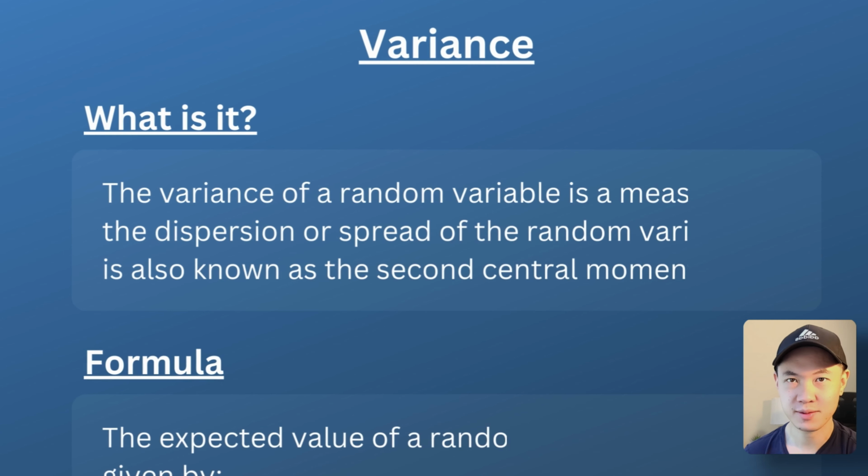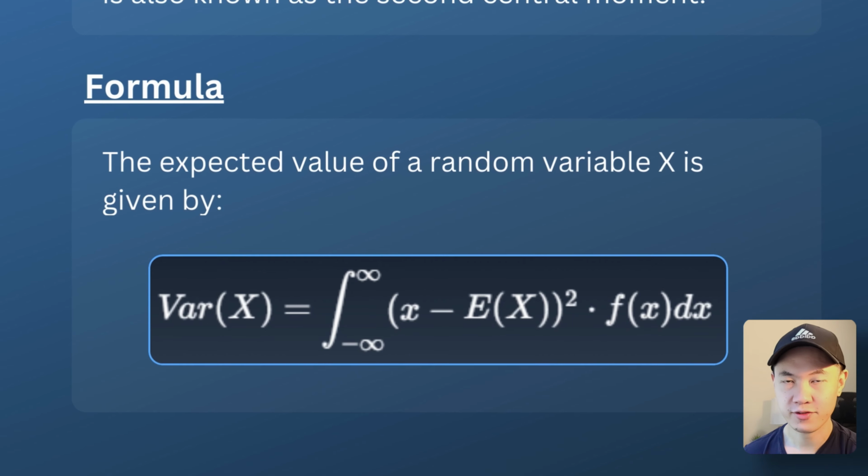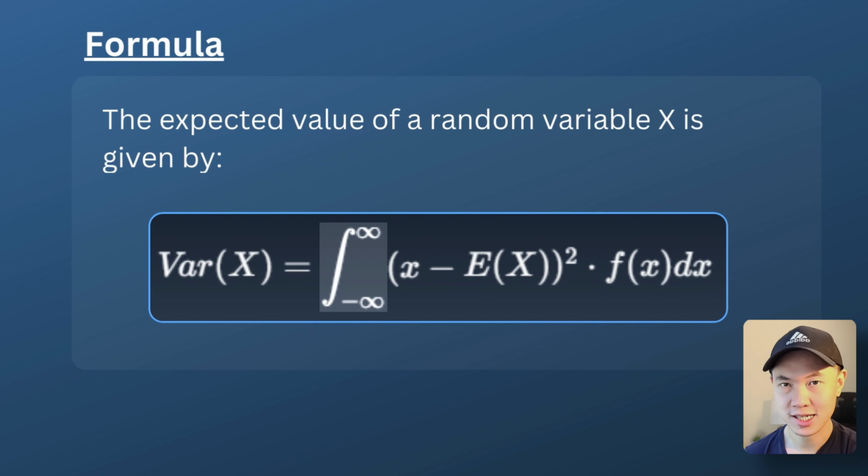The variance is a measure of dispersion from the mean. It's also known as a second central moment, and you can see that from the formula. The formula for the variance is the integral across all values of your squared deviation from the mean, which is x minus E[X].